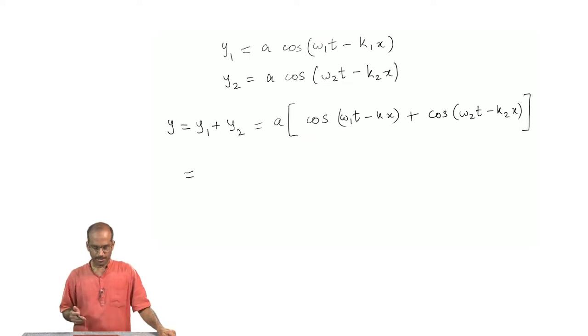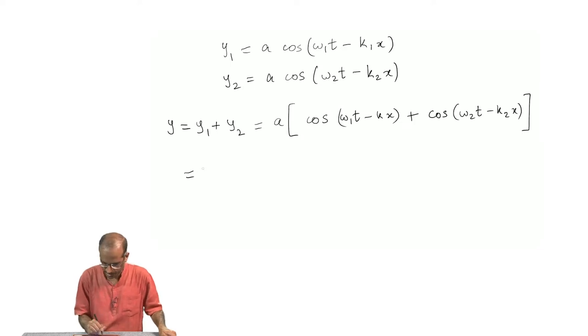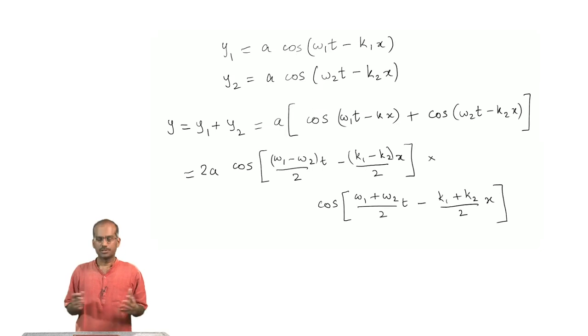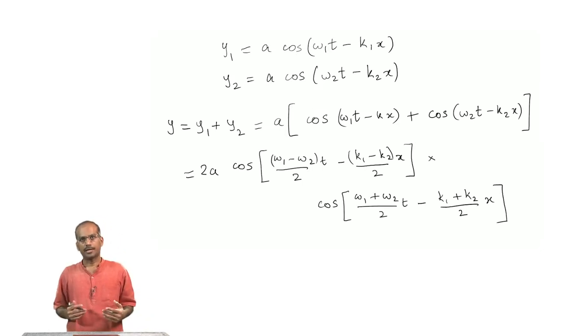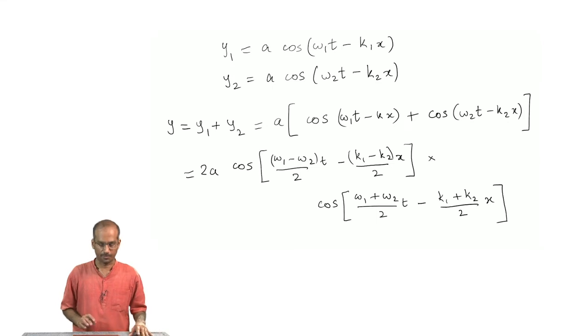So, apply that here and we can rewrite this equation as 2A times. So, this is simply straightforward. This is the kind of exercise we had done quite some time back when we looked at the Beats phenomenon. It is exactly similar as of now. To understand what it says, it is better to plot this.